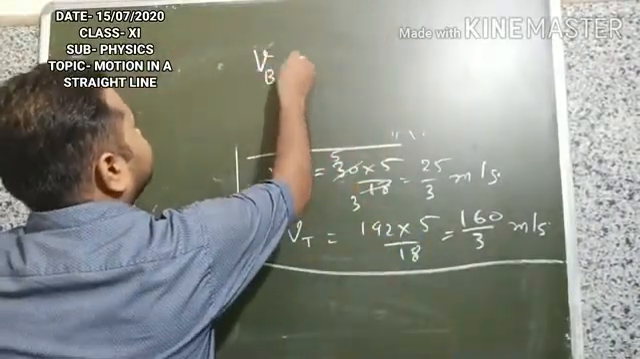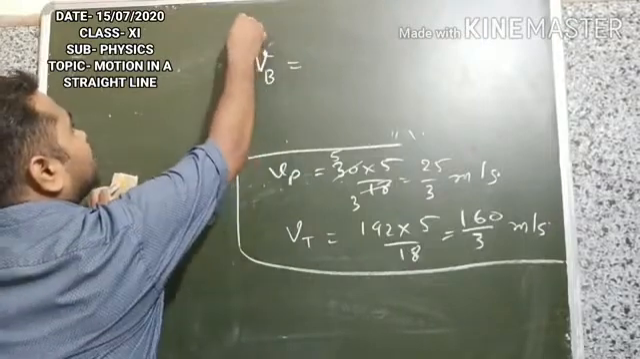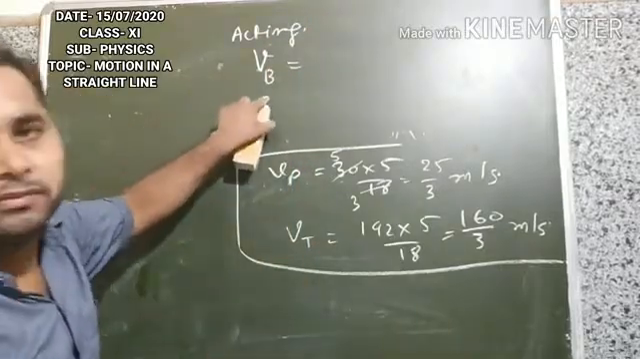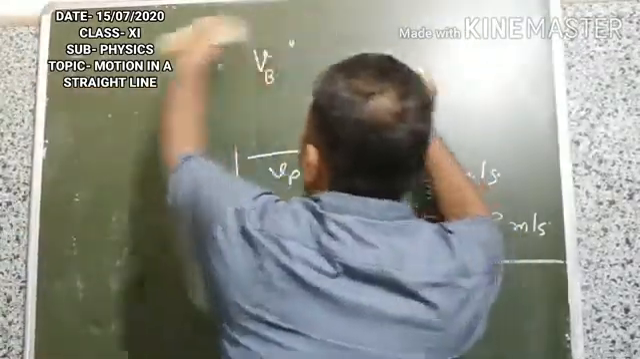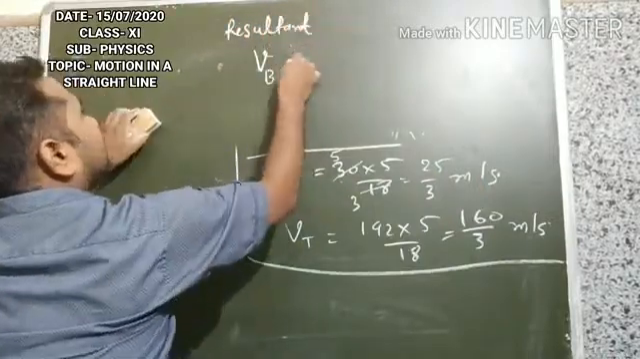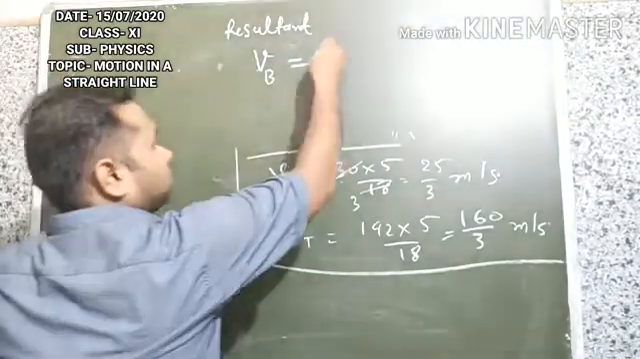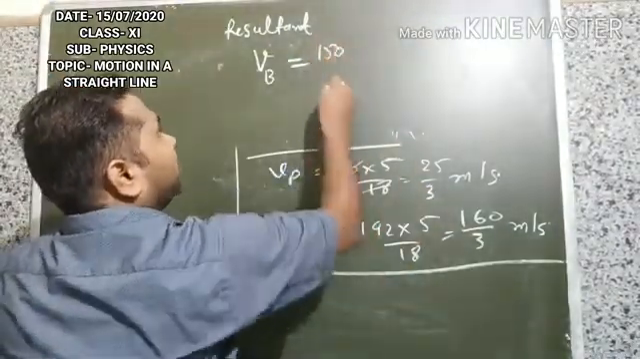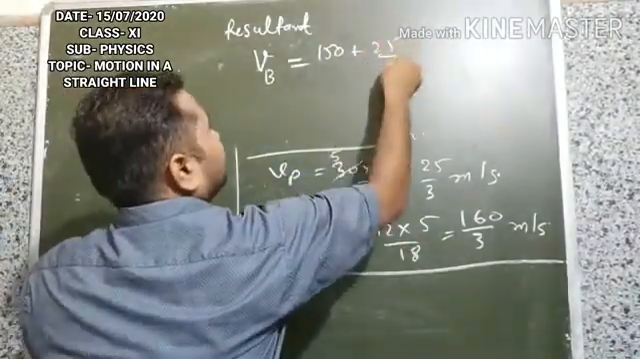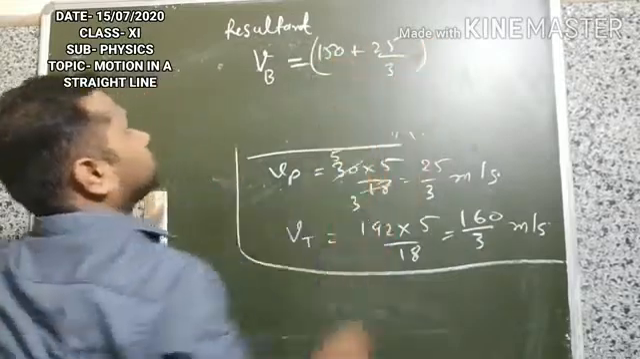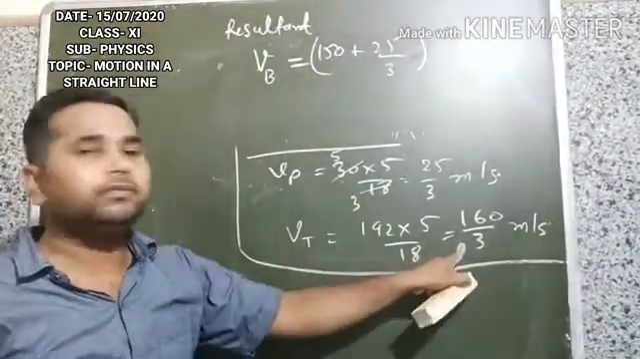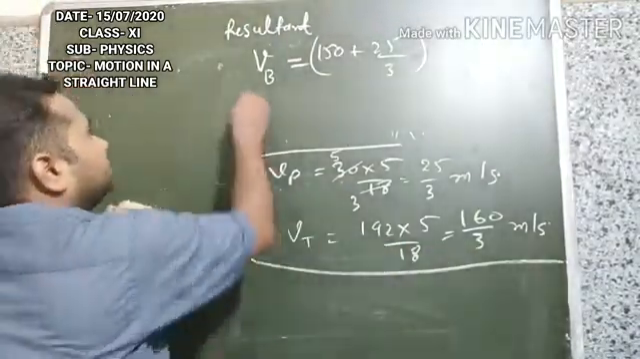So finally the velocity of the bullet, or you can call it the acting or resultant velocity of the bullet, will be equal to 150, which is the bullet's speed, plus the police van's speed, that is 25 by 3 meter per second. So this will be the resultant velocity of the bullet, and the velocity of the thief's car is given. So now you can calculate VBT.